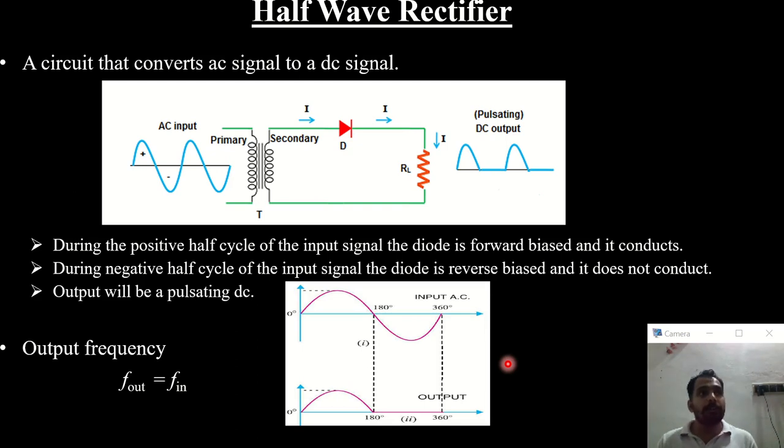If it makes a DC signal, the frequency must be reduced. Sorry, the frequency has to be increased. But there is no change in the frequency. The input and output frequencies of the half wave rectifier are the same.